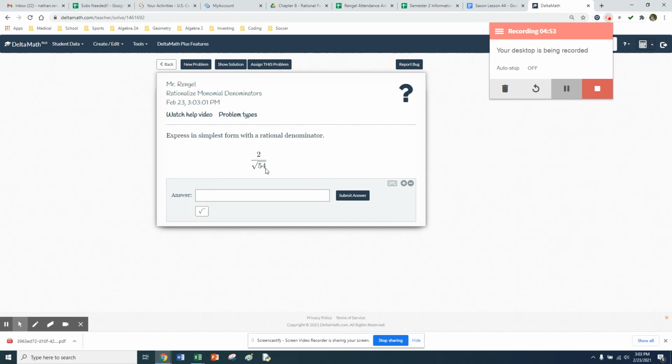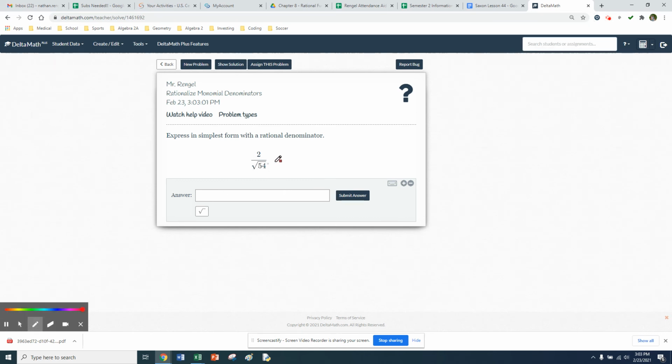So taking a peek at an example problem, we have here 2 over the root of 54. So here we have the root of 54, which we need to realize is the result of the root of 9 times 6. And the reason I'm using 9 and 6 is because 9 then is a perfect square. And then the square root of 9 can come out as 3. So now we have 2 over 3 root 6. So now I'm ready to go.